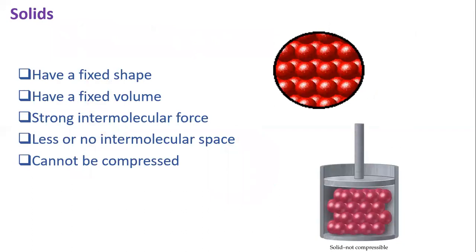Properties of solids. Solids have a definite mass. Solids maintain their shape even when they are subjected to an external force. They have a fixed volume. The space between the particles is also very less and they have a strong intermolecular force. The particles in solids vibrate only about their mean position. Solids cannot be compressed.